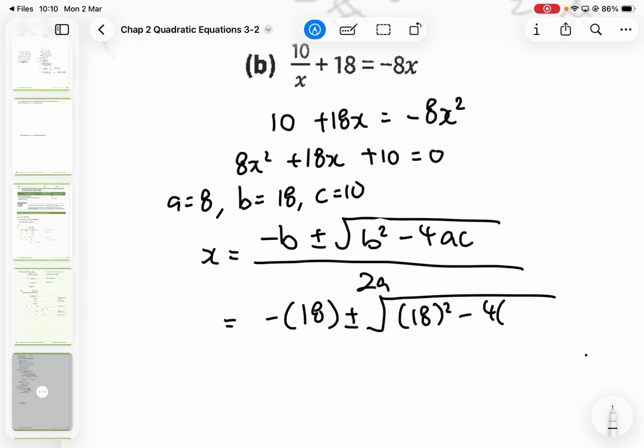Okay, your calculator will tell you -1 or -5/4.